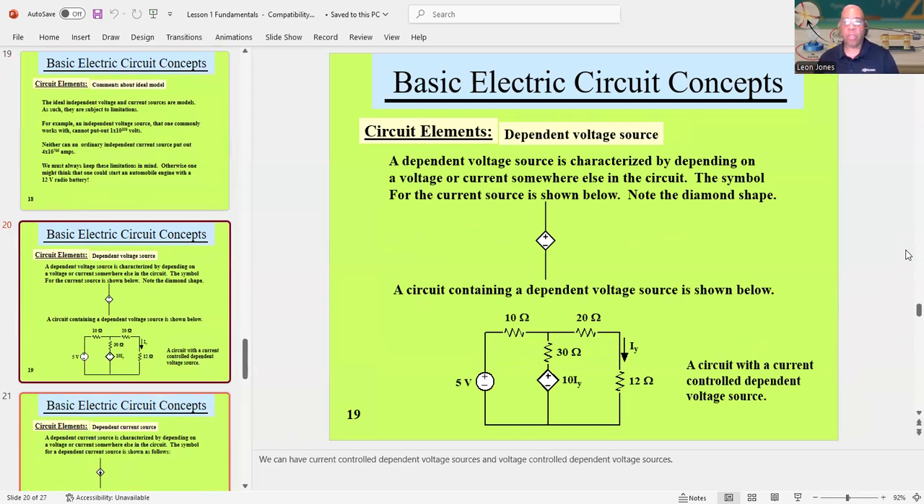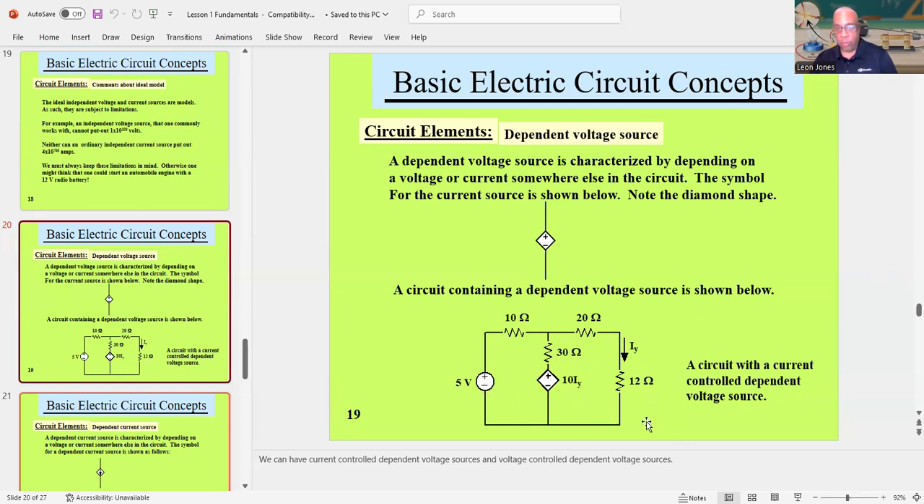Now, a circuit containing a dependent voltage is also shown. This is what we call a circuit with a controlled dependent voltage source. If you look at this circuit right here, you have your power source, which is your voltage, and of course, you have your current.